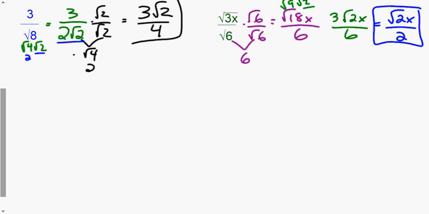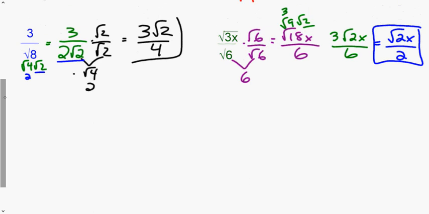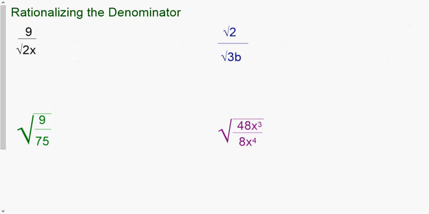The last one's kind of putting a couple things we've seen already together. So we multiplied by root 6 over root 6. We had root 18x over 6. We had to break root 18x down. You can see here root 9, root 2, and again root x didn't break down, so that stayed inside. So you get 3 root 2x all over 6, and then 3 over 6 reduces to be root 2x over 2. We're going to do a couple more of these.